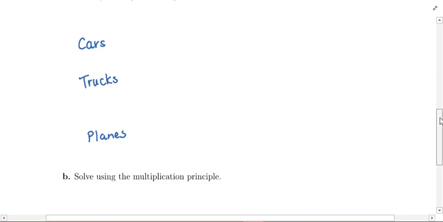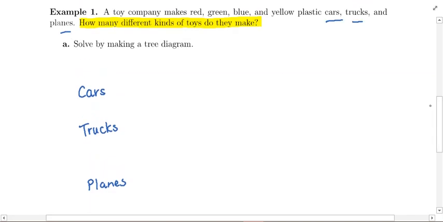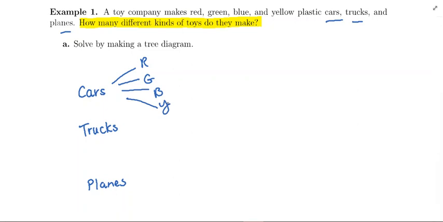All right. So I'm just listing out the things that this company is making. Then I'm going to add the other layer of the problem to this. Every single toy, whether it be a car, truck, or a plane, comes in 4 different colors. So watch what I do. Cars come in red, green, blue, and yellow. So what I did was take all the cars and indicate the different colors that the cars come in.